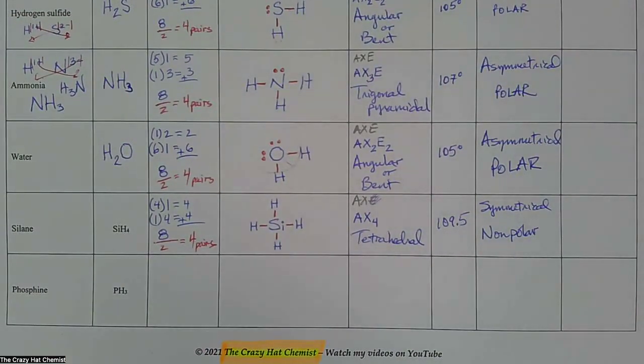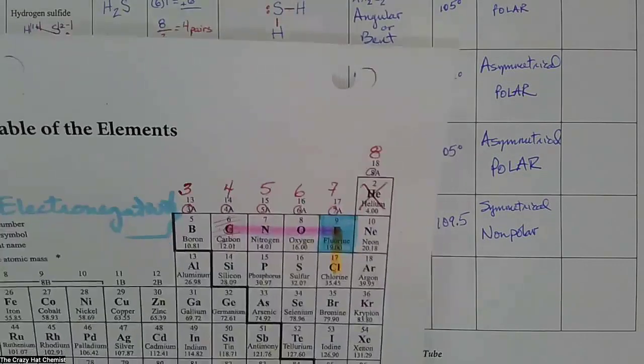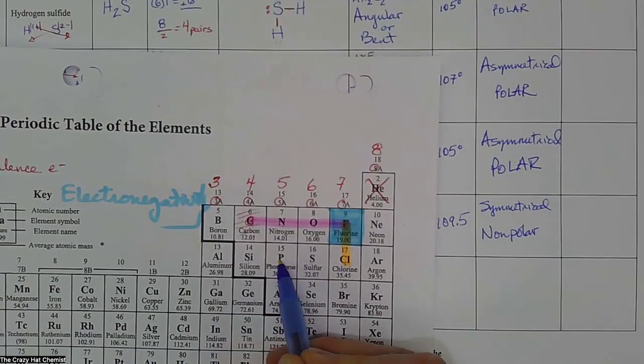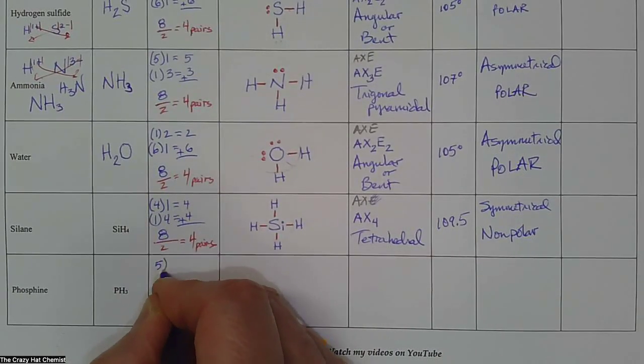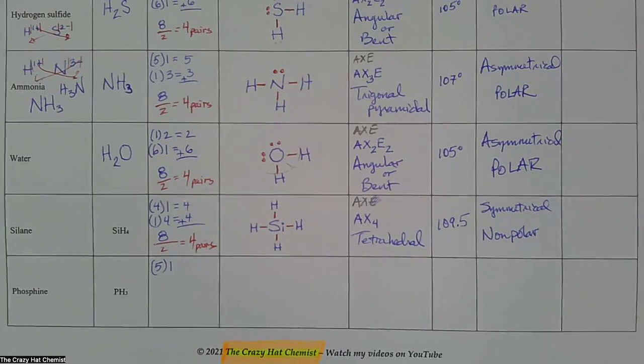Perfect. We've got one more to do, that's phosphine, and I've written down the formula for you, that's PH3. The first thing that we do is look at our periodic table and find the valence electrons on phosphorus. How many valence electrons on phosphorus? That would be 5. So there are 5 valence electrons on phosphorus. There's one phosphorus atom here.